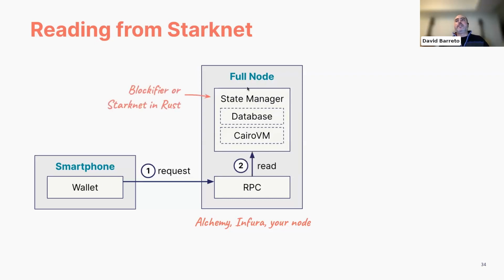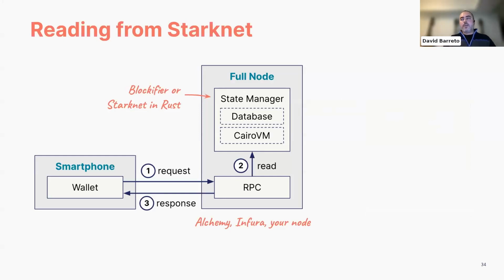And from there, it talks to the state manager, which has the database with all the state of Starknet, and the Cairo VM as well. We have two different state managers right now, Blockifier and Starknet in Rust. So depending on the client, either Papyrus, Juno or Pathfinder, they might choose one over the other. So your request to read data from Starknet goes to the state manager, and you will get the response right away, right? For example, if you call a view-only function, you get the response without directly talking to the sequencer.